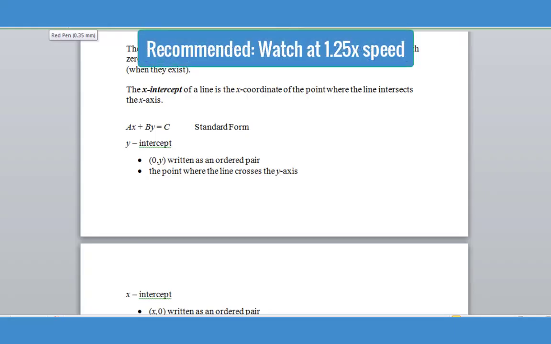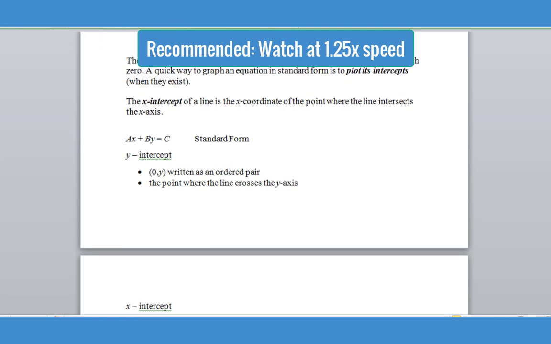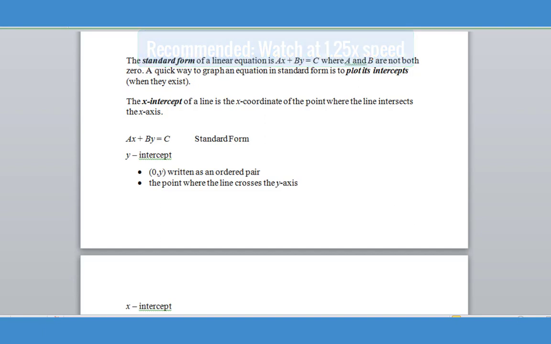For the next way to quickly graph a line, we're going to have our equation of the line in what's called standard form. The standard form equation of a line looks a little different than the slope-intercept form. It does not give us a direct point or direct slope. It's written in the form of ax plus by equals c.